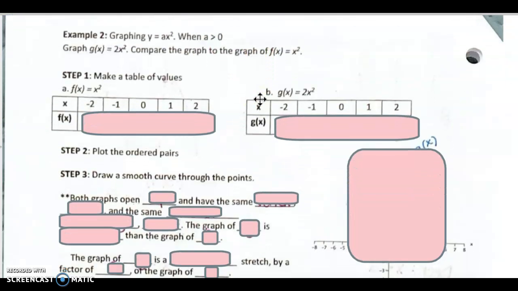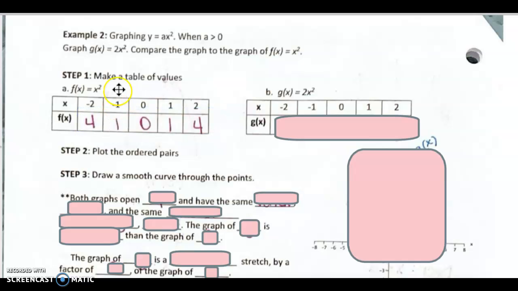Okay, so example 2, graphing y equals ax squared when a is greater than 0. So we're going to graph 2x squared. So we make our table of values. Remember, we always graph our parent function first. So if you have your calculator on your tablet or one somewhere, you can fill it out with this. Or you can just plug in these numbers. You do -2 squared, that's 4. -1 squared is 1, and so on. So remember, this is the graph we always do. We always put this on our graph.